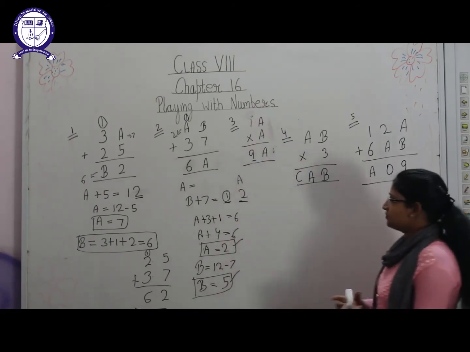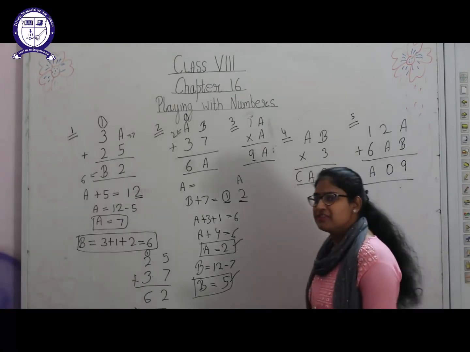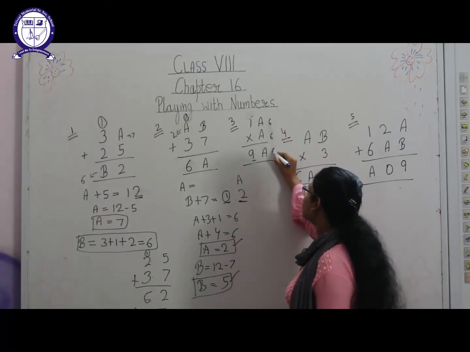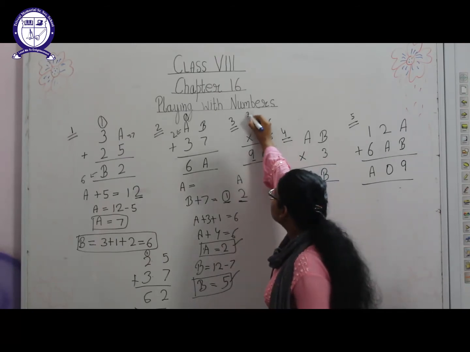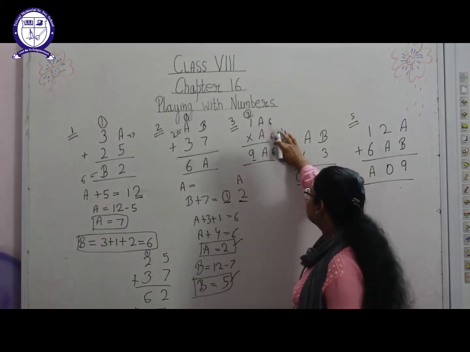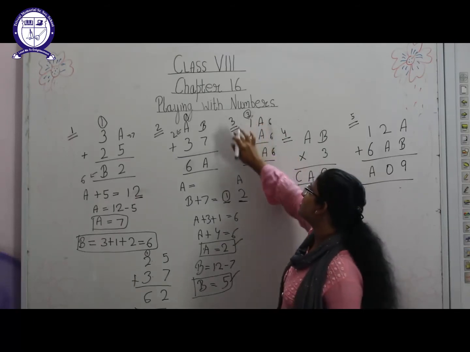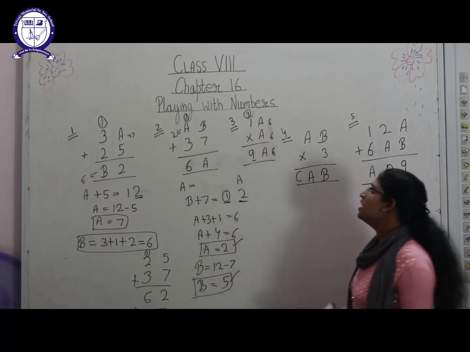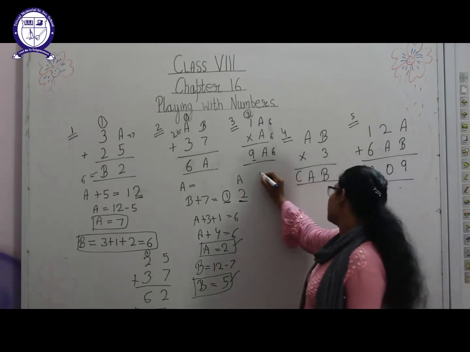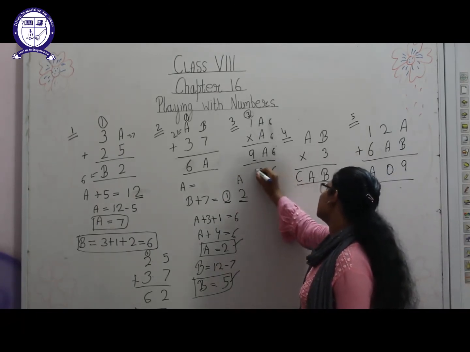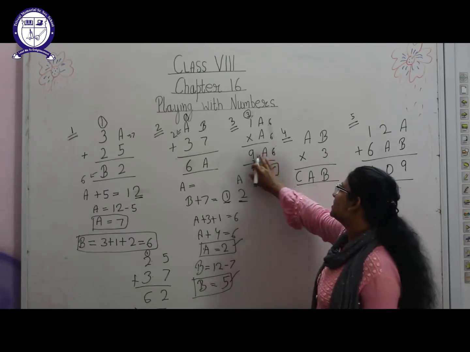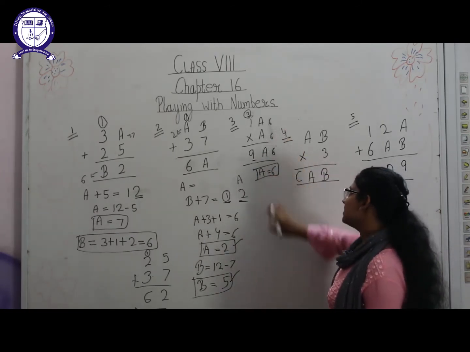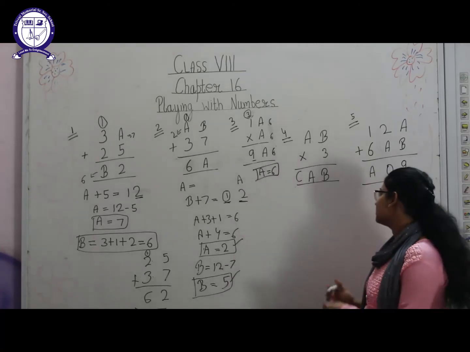Now we will try any other value. After 5 is 6, so we will take 6 as the value. 6 6s are 36. Okay, and we get 3 as the carry. Now 6 1s are 6 and 6 plus 3 is 9. So here we get the value of A to be 6, because we are getting our answer 96 here. Okay, 16 into 6 is 96, so it is the correct answer.